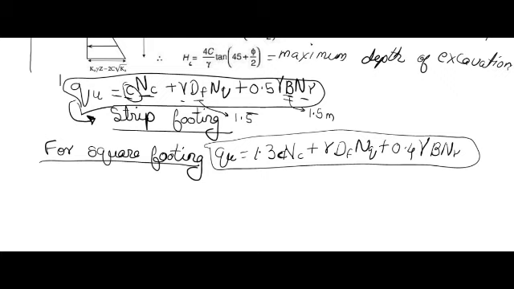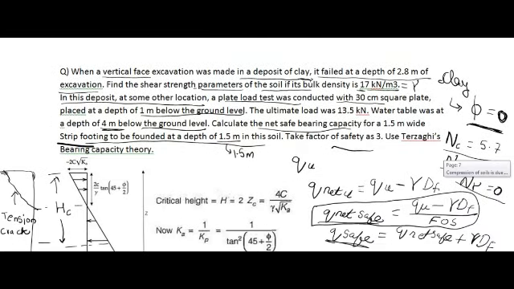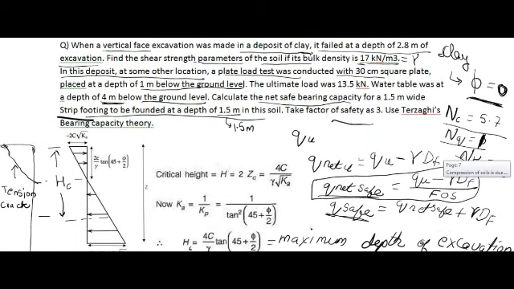So remaining is C. What is the cohesion of the soil? How will you calculate the cohesion of the soil in this numerical? This is the main problem. How do you calculate the cohesion? So first thing first, the problem says that it failed at a depth of 2.8 meter of excavation.